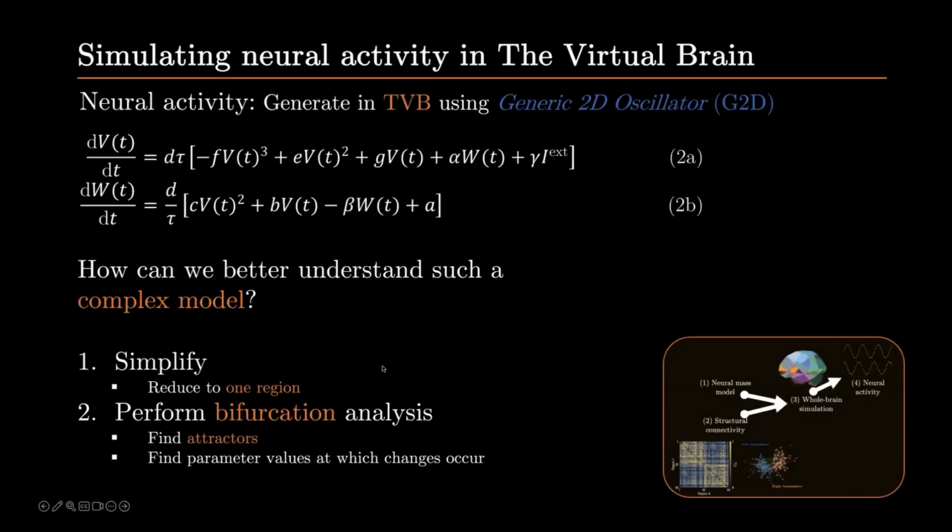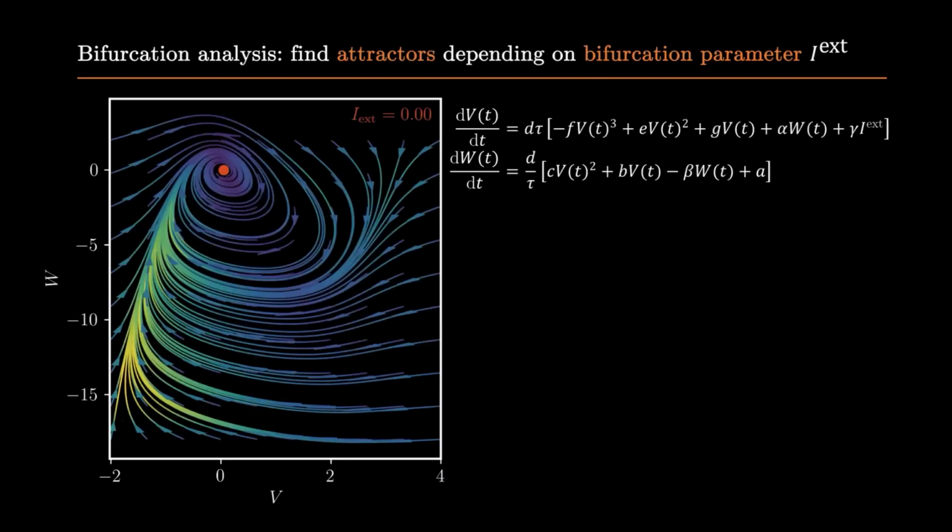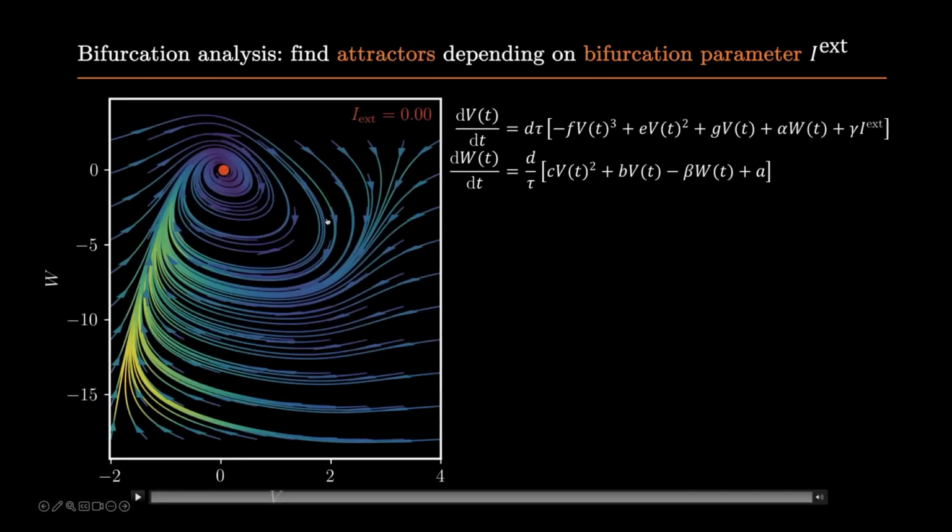The answer to this can be obtained performing so-called bifurcation analysis. So basically, we want to find stable states and attractors given a constant value of the external current. And we want to find parameter values at which qualitative changes of these attractors occur. Sounds all very complicated, but I can explain it in more detail. So you see the equations on the right side. We have the voltage variable and the recovery variable W, so V and W.